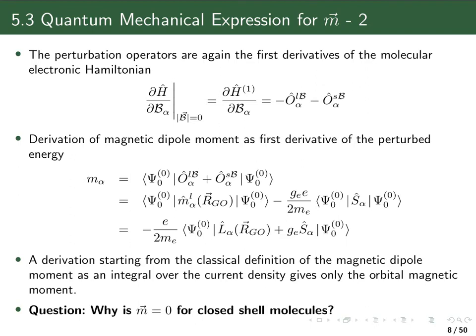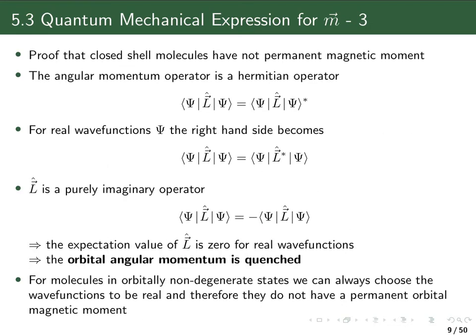Now, I said before that closed-shell molecules don't have a permanent magnetic moment, but why is that? Well, we can investigate that now. We can see the magnetic dipole moment has two contributions. One is the expectation value of the orbital angular momentum operator. The other one is the spin operator. Let's look first at the orbital angular momentum operator.